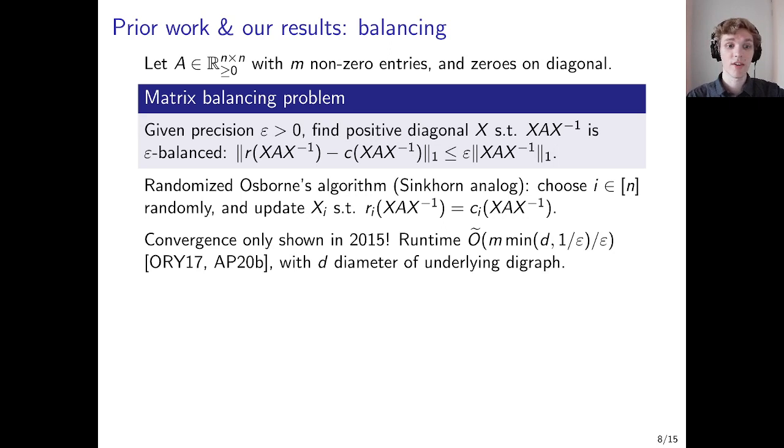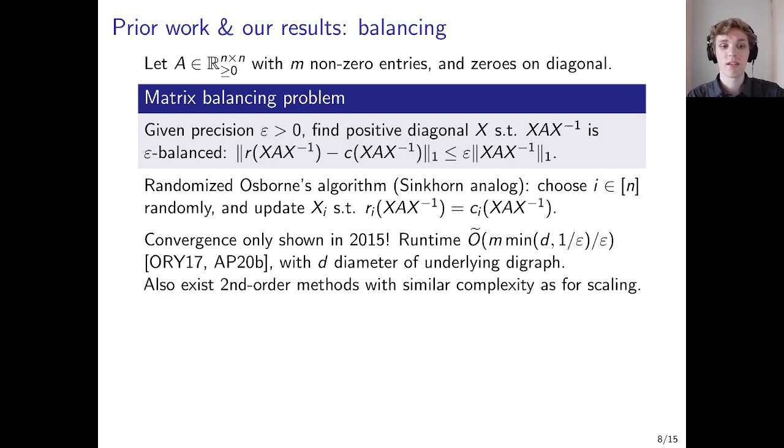What's surprising is actually that convergence of this algorithm was only shown in 2015. And by now it's known that the runtime is roughly m times the minimum of d over n1 over epsilon divided by epsilon, where d is the diameter of the underlying directed graph. Furthermore, there also exist second-order methods with a similar complexity as for matrix scaling.